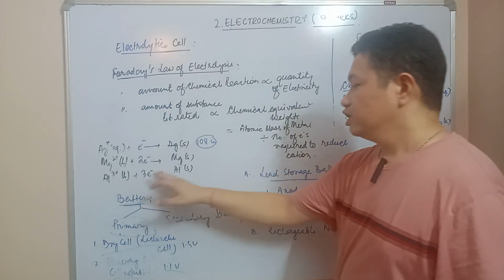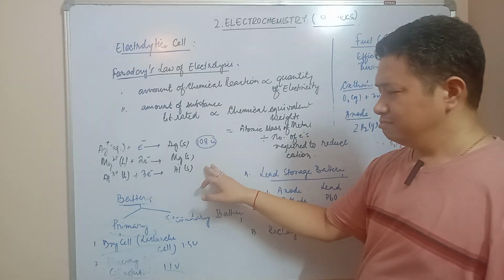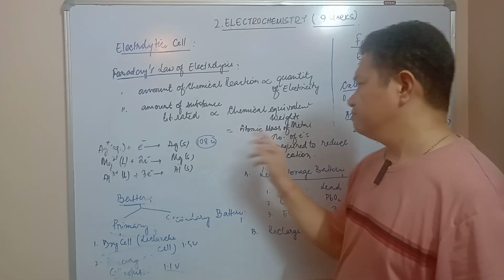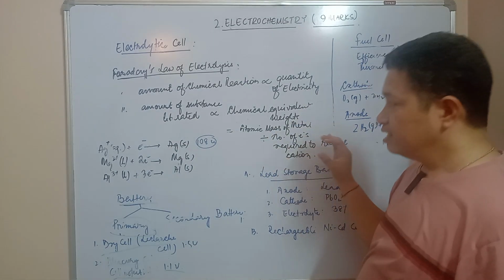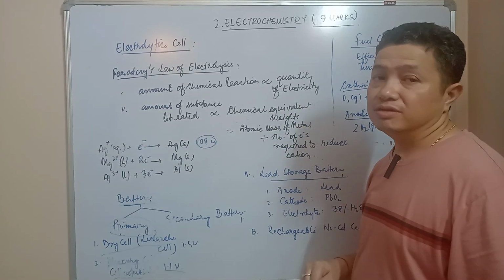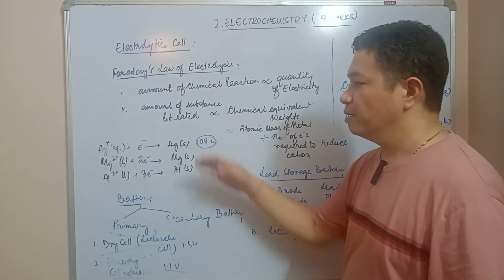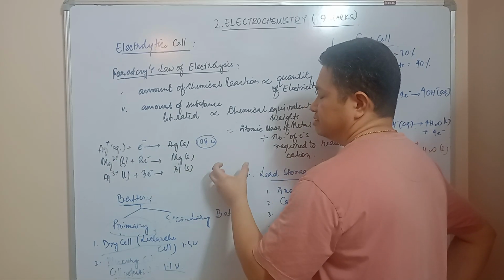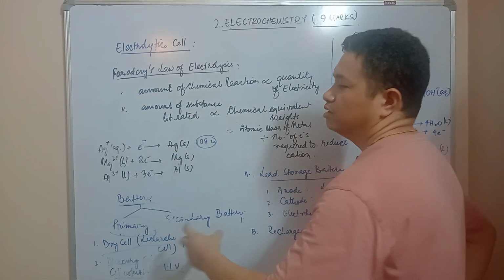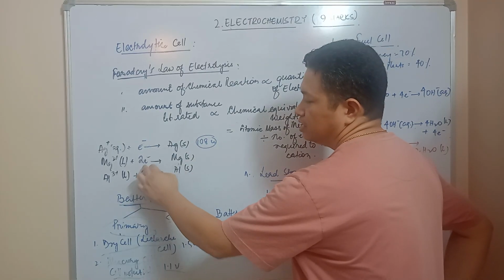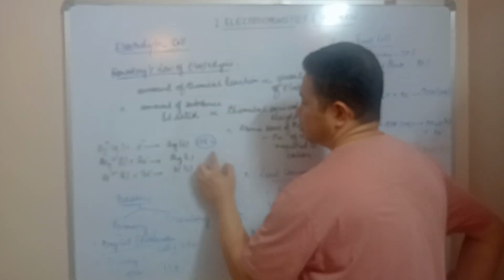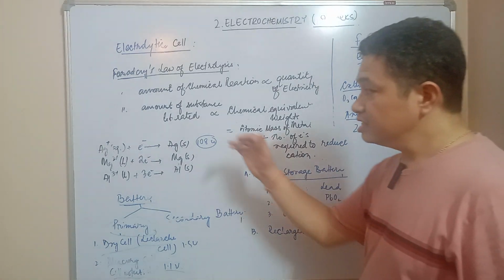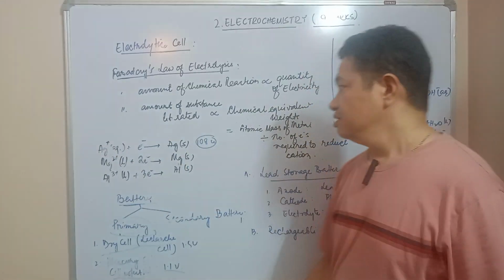And for aluminum, the atomic mass is 27, divided by the number of electrons, which is 3. 27 divided by 3. Whatever you're getting is what? It's called the chemical equivalent. The chemical equivalent of silver will be 108 divided by 1. The chemical equivalent of magnesium will be 24 divided by 2. The chemical equivalent of aluminum will be 27 divided by 3. Right? So these are the chemical equivalents of these metals.